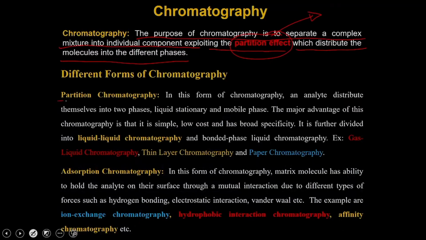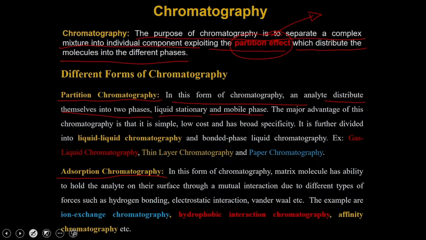One is called partition chromatography, the other one is called adsorption chromatography. So, in partition chromatography, the analytes distribute themselves into two phases, one is the liquid stationary phase and the other one is the mobile phase.